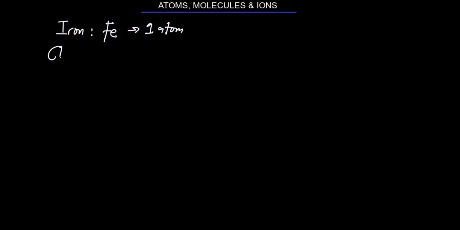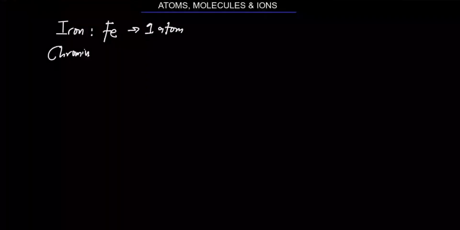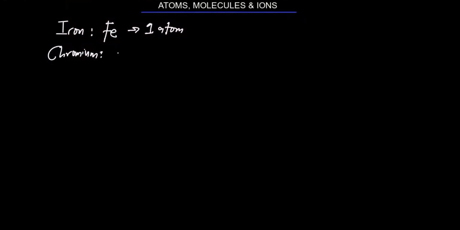Look at chromium, for example. The chemical symbol of chromium is Cr, and that represents what? One atom of chromium. And that's how we represent atoms.